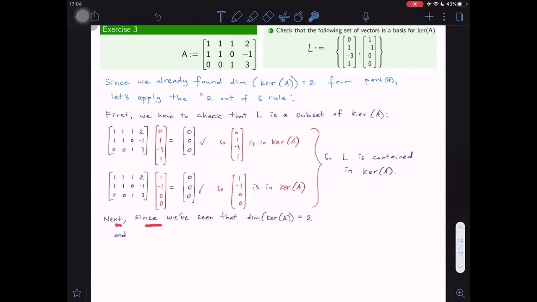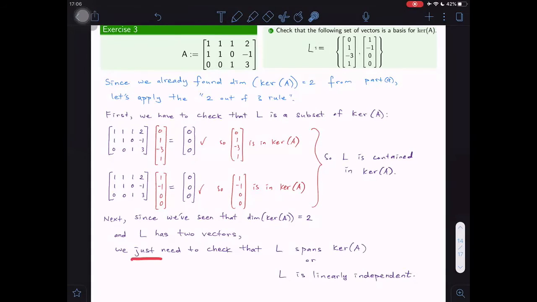Next, since we have seen that the dimension of the kernel of A is 2, which is the same number of vectors as in L, we just need to check that L is a spanning set for the kernel of A, or L is linearly independent. I will check that L is linearly independent.